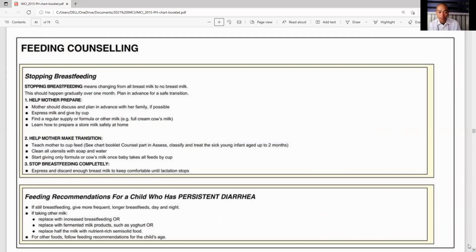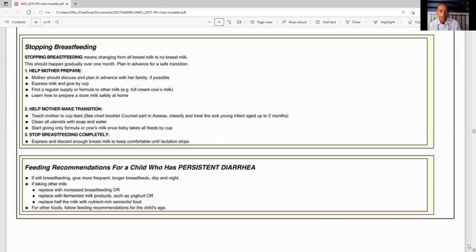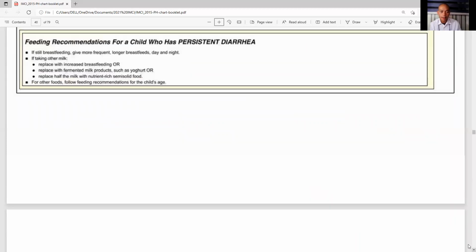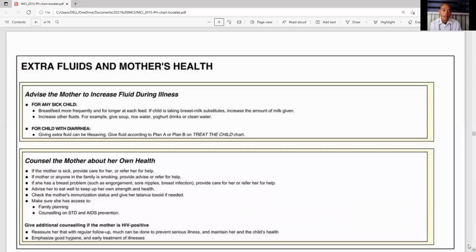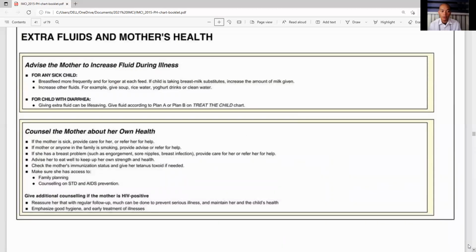So we go back to the chart earlier. Feeding recommendations for a child who has persistent diarrhea. It is all written here as well. Okay, mother. Extra fluids and mother's health. Okay, if the child is sickly, breastfeed longer. Counsel the mother about her own health. If the mother is sick, provide care for her or refer for help.